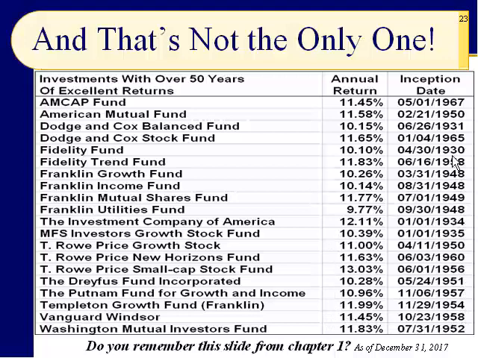We see there are a couple of dozen that have been around for 50 years or older. There's Dodge and Cox. There's a couple of American funds. There's Fidelity, Franklin. There's the Investment Company of America. MFS, this is the nation's oldest mutual fund company. Massachusetts Funds for Services. I forget what MFS stands for, but it's Massachusetts. And then there's T. Rowe Price, Dreyfus, Putnam. There's Templeton, again, Franklin. There's a Vanguard fund and another American fund.